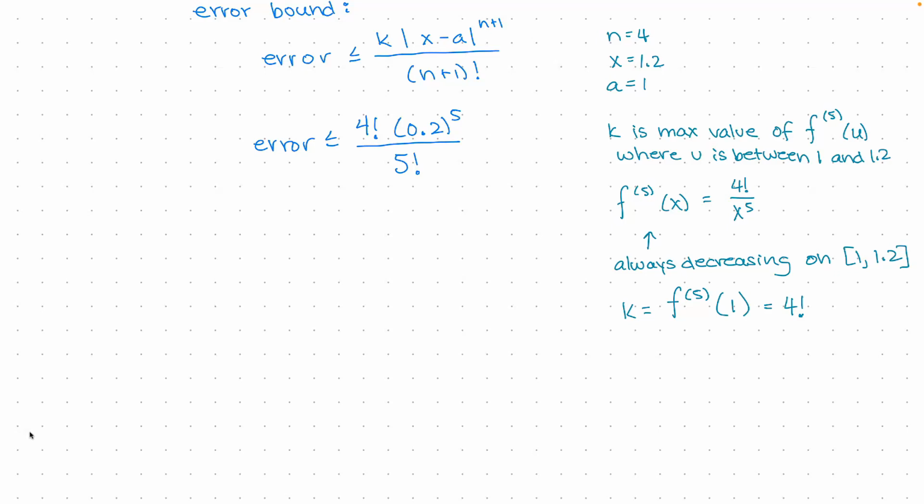So when I work this out, by the way, this does simplify. What's 4 factorial over 5 factorial? 1/5. This is just 0.2 to the fifth power over 5. So we get 6.4 times 10 to the negative fifth. And if you compare our error that we actually got to this, yeah, we were within that.